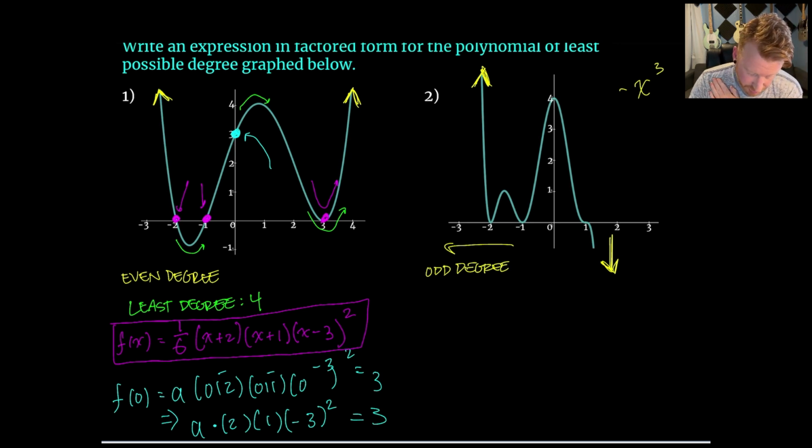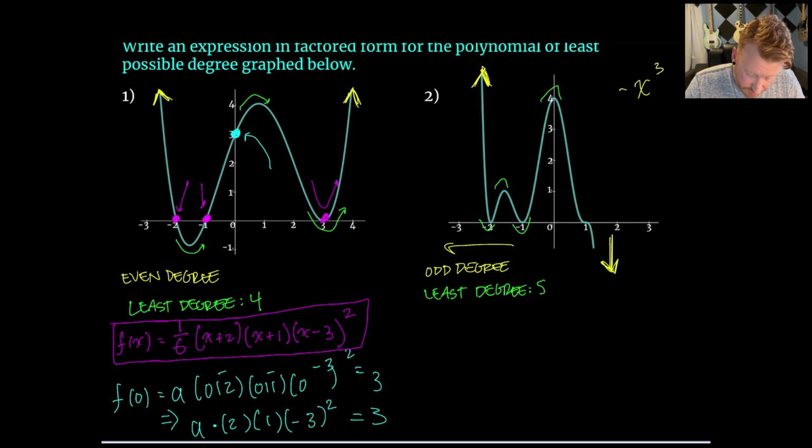Let's look at these turning points here to figure out what that degree might be at least. So here we've got 1, 2, 3, 4 turning points, which means that this is going to be at least degree 5. So this is at least degree 5. So we'll keep that in mind as we're putting things together and looking at our multiplicities and making sure that we're getting what we want here.